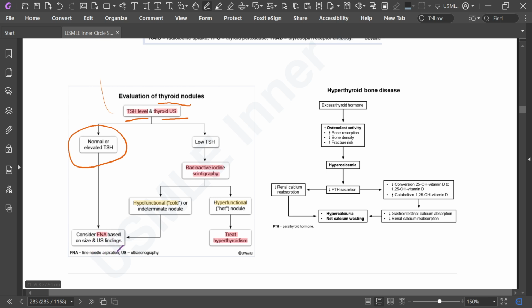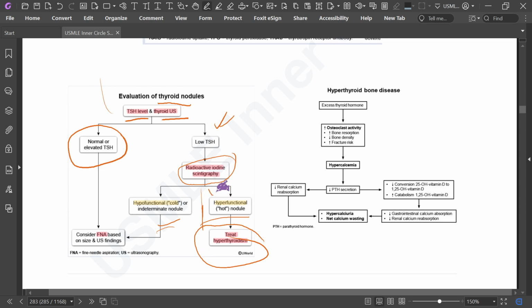If the TSH level is low, what will you do next? You will do radioiodine scintigraphy. If radioiodine scintigraphy shows a hypofunctional or cold nodule, then you need to consider FNA based on the size and ultrasound finding. If scintigraphy shows a hyperfunctioning hot nodule, treat for hyperthyroidism.